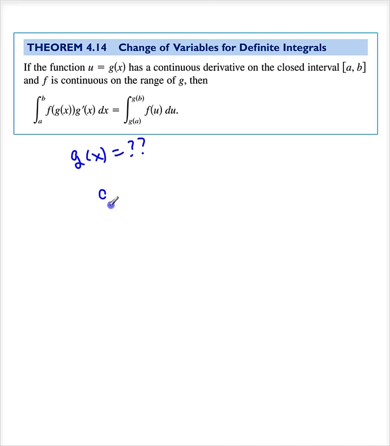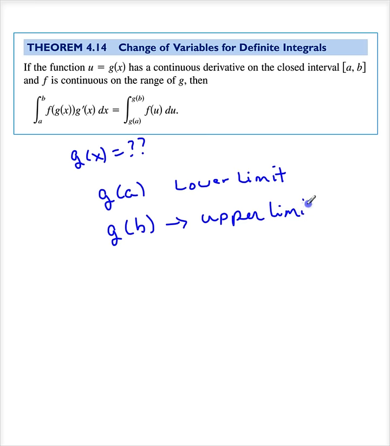down and you're going to evaluate g at the lower limit, and you're going to replace this as your lower limit. Then you're going to evaluate g at the upper limit, and this becomes your upper limit. Now, the beauty of this is you do the u substitution, but unlike indefinite integrals, you do not ever have to go back to x. Because remember, a definite integral gives you a number, it gives you an area.